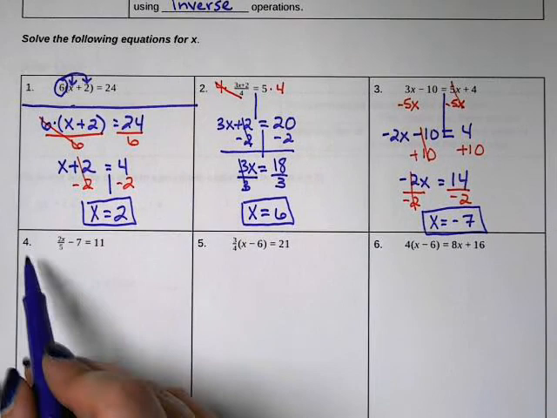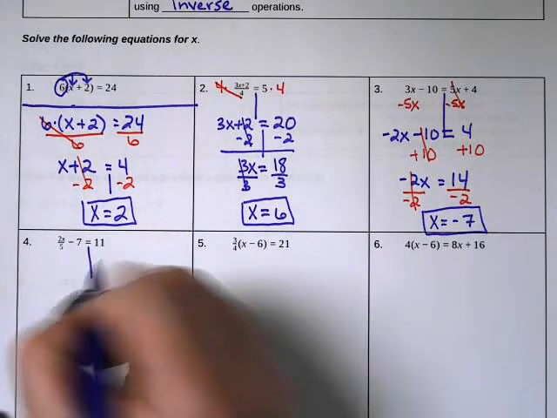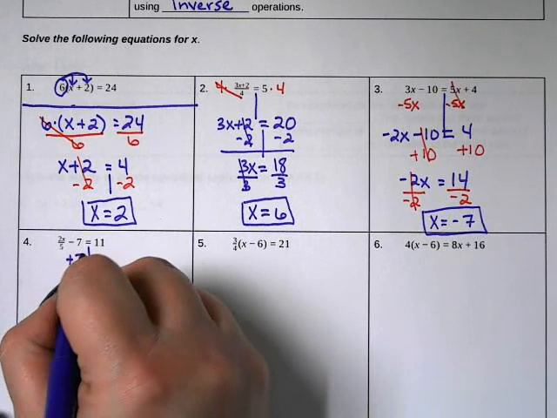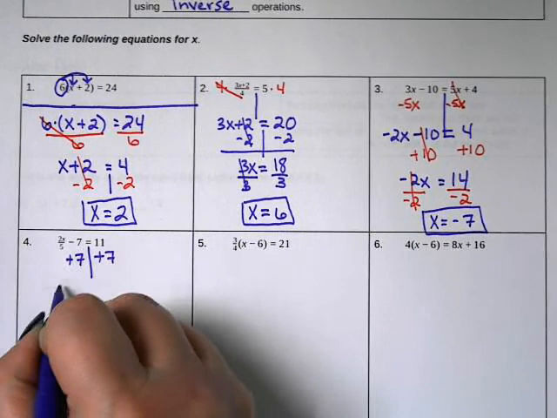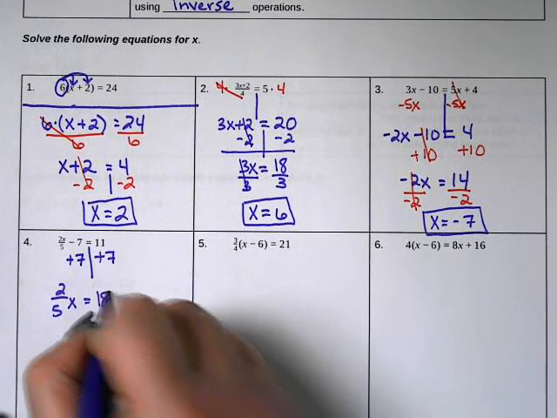Moving on to number 4. This looks an awful lot like some of the ones that you guys have done before, so this shouldn't be too tricky. The first thing we're going to do is get rid of this minus 7. So we're going to add 7 on both sides. And we get 2 over 5x is equal to 18.